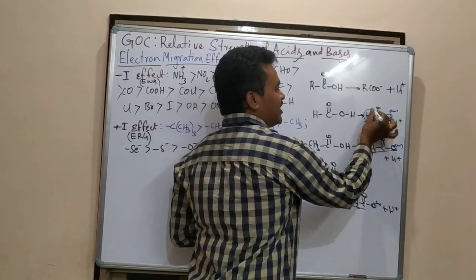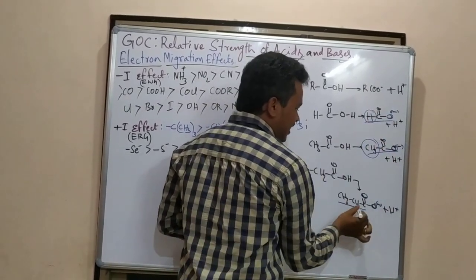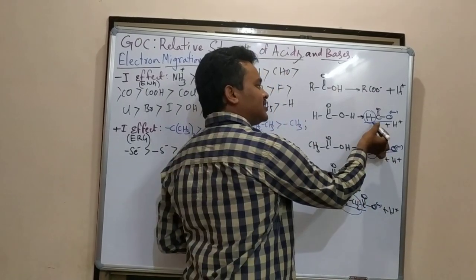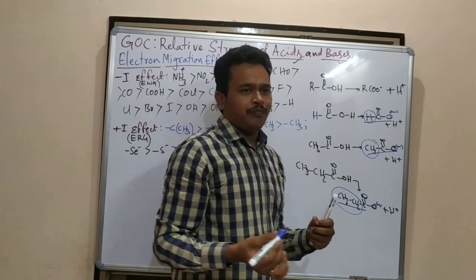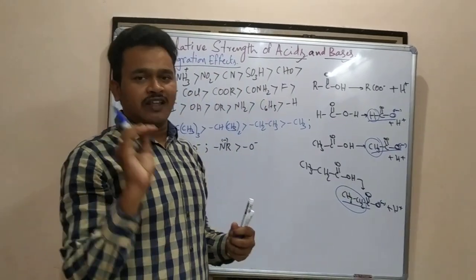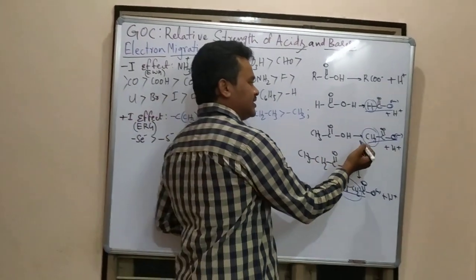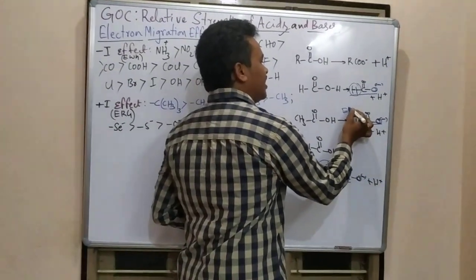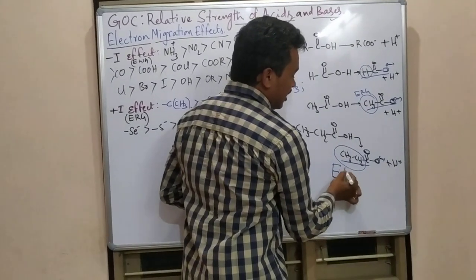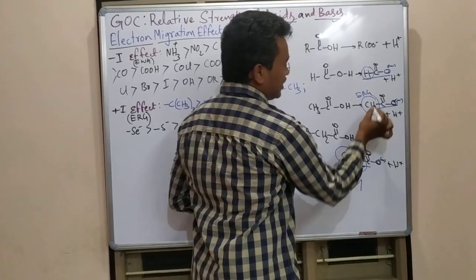Here H can affect. Here CH3 can affect. Here ethyl, CH3 CH2, can affect. H is not considered as electron donating or electron withdrawing; it is the reference. And CH3 is an electron releasing group. CH3 CH2 is also an electron releasing group.